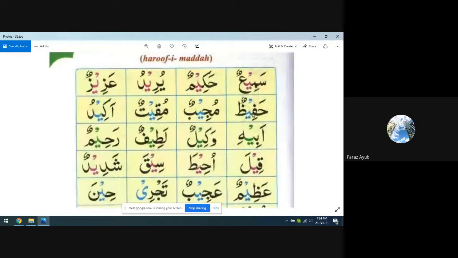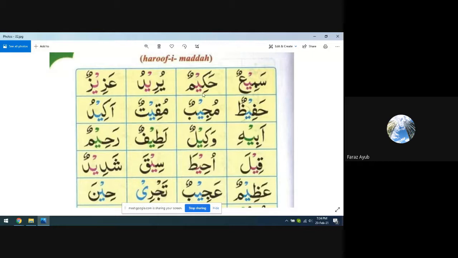So here is the exercise of this lesson. So here is the word sami'un. So we are stretching because kasra and ya comes together, means zer and ya comes together. That's why we are stretching this word sami'un.